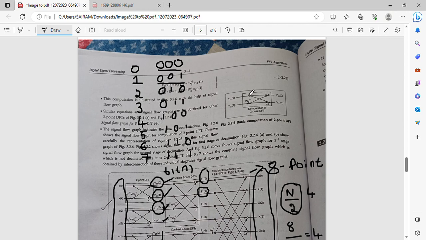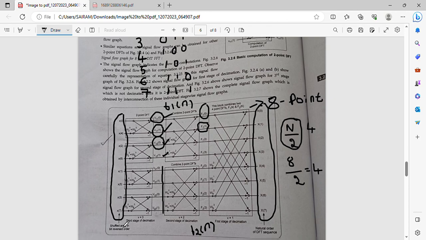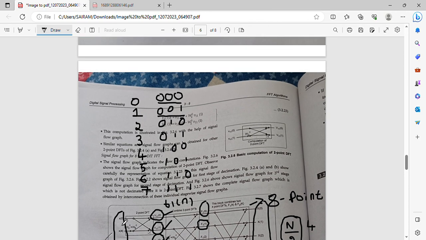You have the values in digital form. If I consider the table with respect to bit reversed order, they have given you the bit reversed order as x of 0, x of 4, x of 2, x of 6, x of 1, x of 5, x of 3 and x of 7. But how do you know how it came? So that is what I'm teaching now. You can see the table.